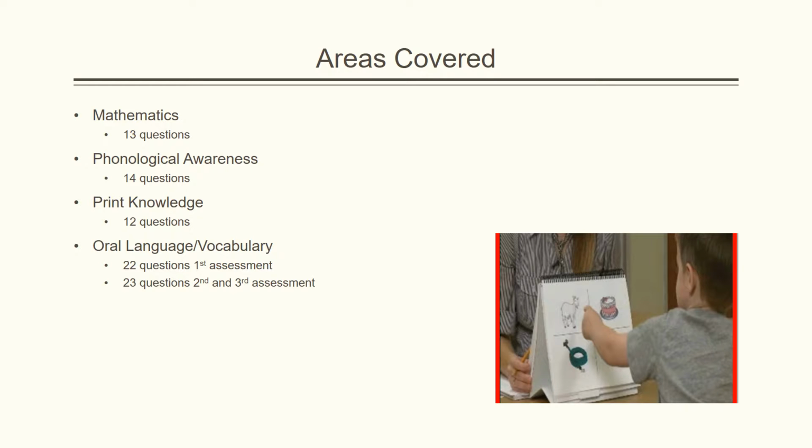The oral language and vocabulary is the only one that has 2 sets of questions. The first set consists of 22 for the first assessment. Second and third assessment consists of 23. However, each one of these areas do have 2 practice questions for the children. This way, they have an idea of how we're working together.